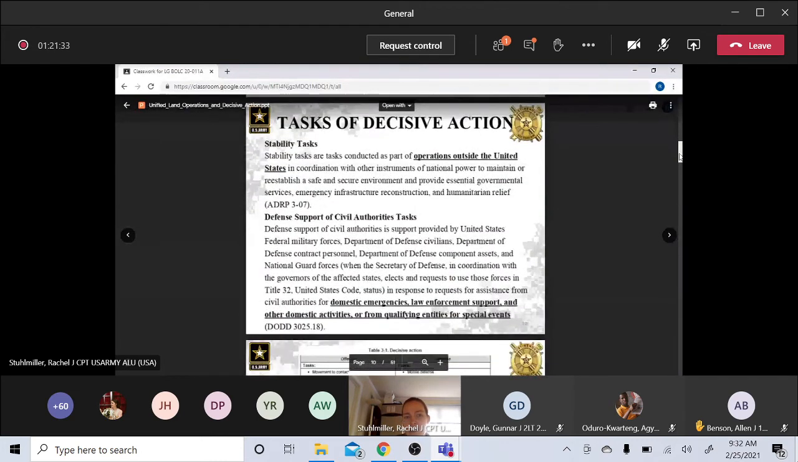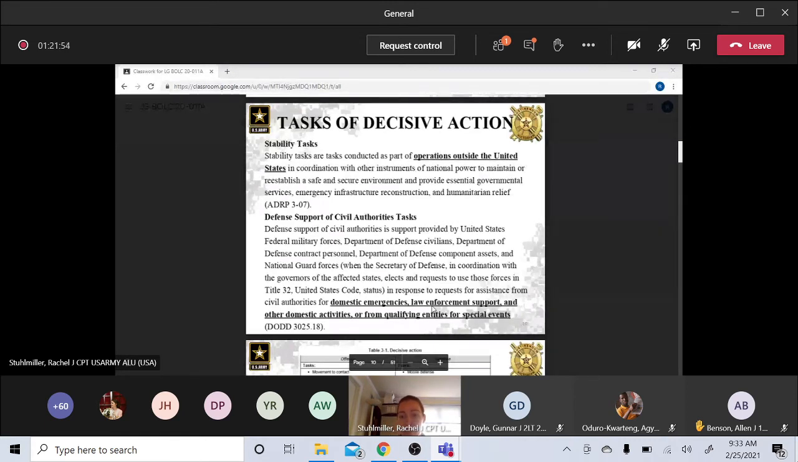So where do we get into stability and defense support of civil authorities? A lot of times I get a lot of questions because you start to read these definitions, and you see stability, and then you see defense support of civil authorities, and you read the definition, you're like, wait, those two sound quite a bit alike. Yes, I agree with you. They sound quite a bit alike.